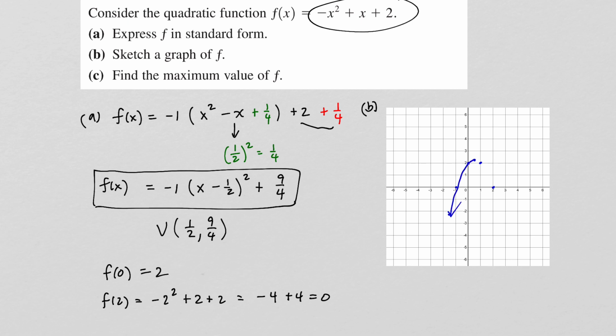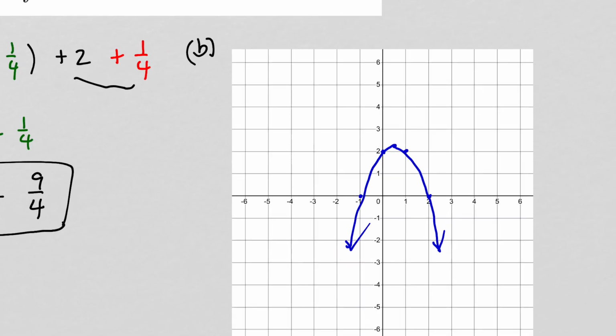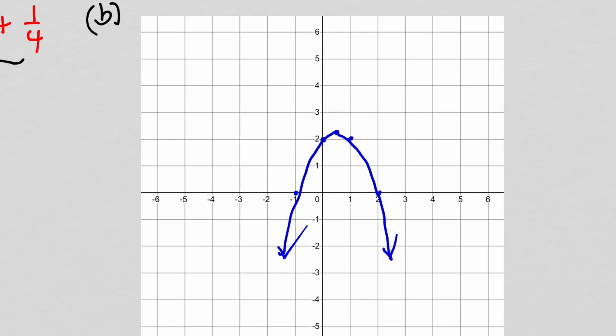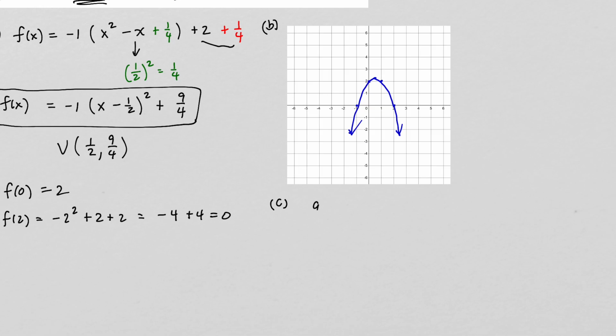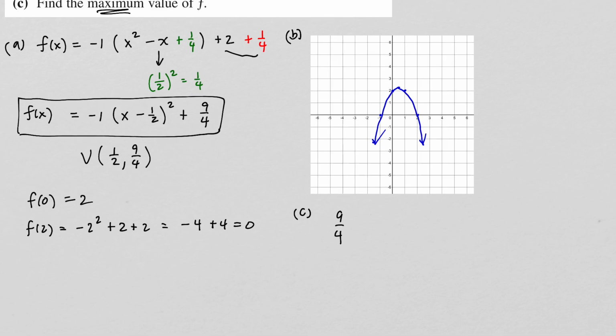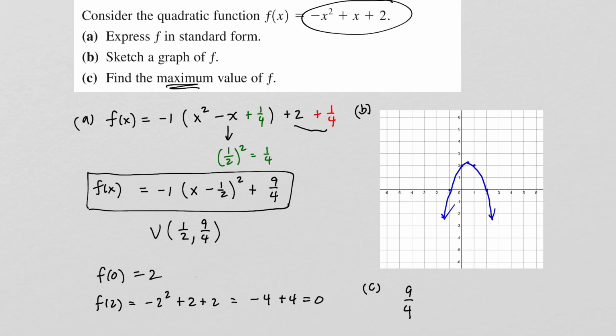And now we can sketch the graph a little more confidently. And for part C, what is the maximum value of the function? The maximum value is the highest point on the curve. And that highest point corresponds to 2 1/4, which we're going to write as 9/4. So that is the maximum value of the function.